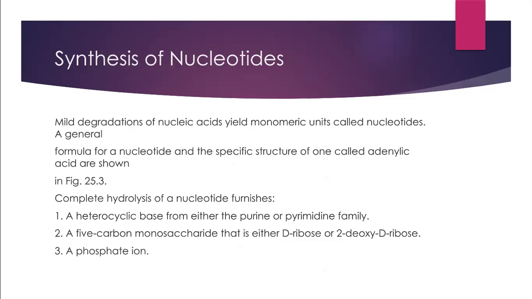Synthesis of nucleotides means their synthesis and their degradation. Mild degradation of nucleic acids yields monomeric units called nucleotides. A general formula for a nucleotide and a specific structure of one called adenylic acid. Complete hydrolysis of a nucleotide furnishes a heterocyclic base from either the purine or pyrimidine family, a 5-carbon monosaccharide that is either D-ribose or deoxyribose, and a phosphate ion. These are the 3 things that we get when a nucleotide is hydrolyzed.